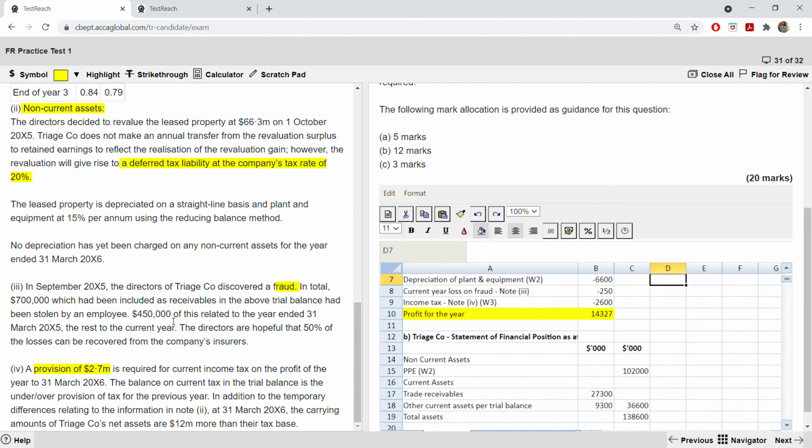Okay? And another thing is this insurance. The directors are hopeful that 50% of losses can be recovered from the company insurance. This also you should not take. Why? Because this insurance claim, what is it? It's a contingent asset according to IAS 37. It's a contingent asset. You should understand this, and you should ignore it. Okay, it's just they are giving some probability. That's it. So this should be ignored.